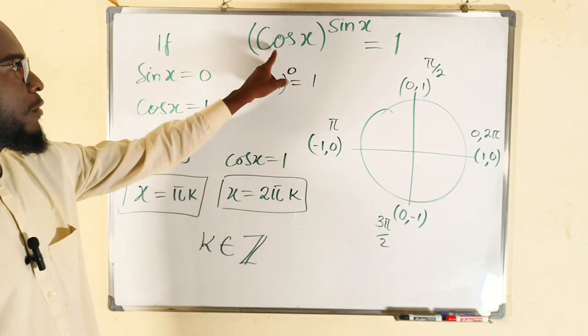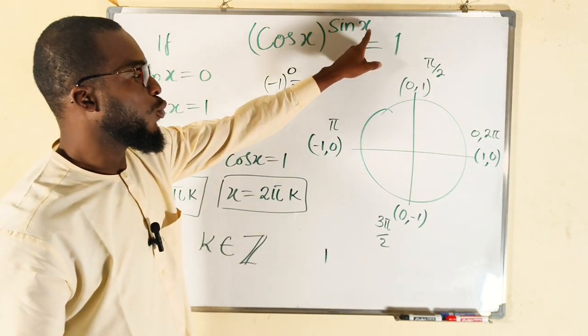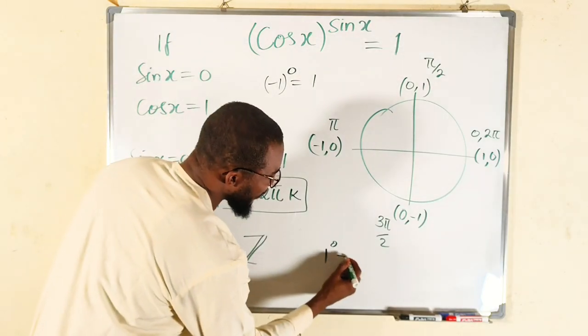You can test this one too. When you have 2 pi, cosine of 2 pi is 1. So we have 1. Sine of 2 pi is 0. 1 to the power of 0 is still 1.